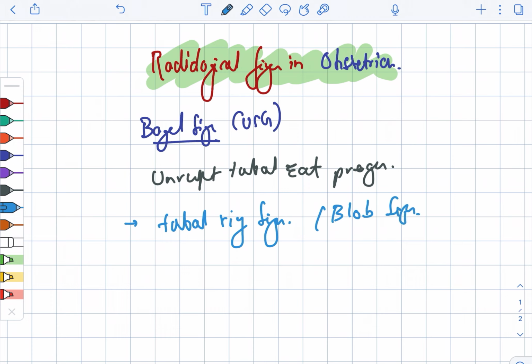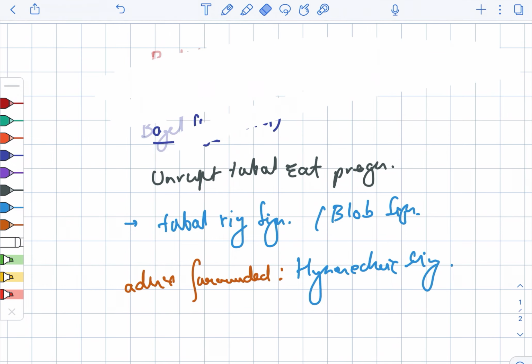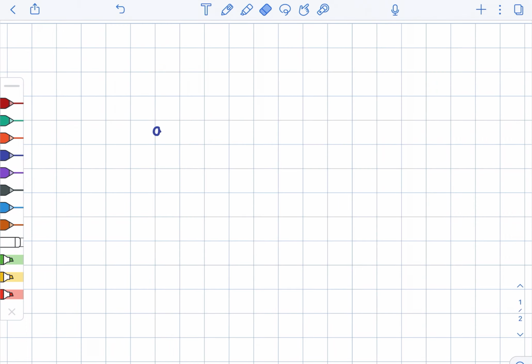It also refers to the appearance of the anechoic gestational sac in the adnexa, and it is surrounded by a hyperechoic ring. So the bagel sign is the unruptured tubal ectopic pregnancy.